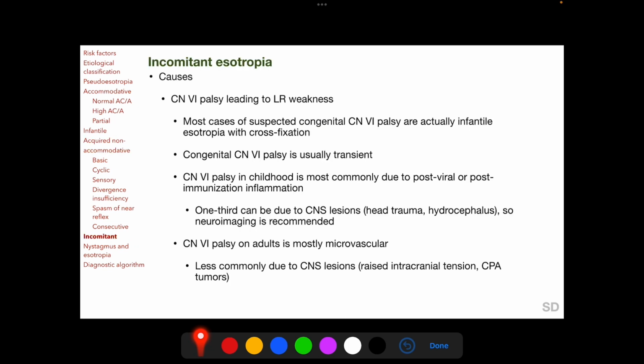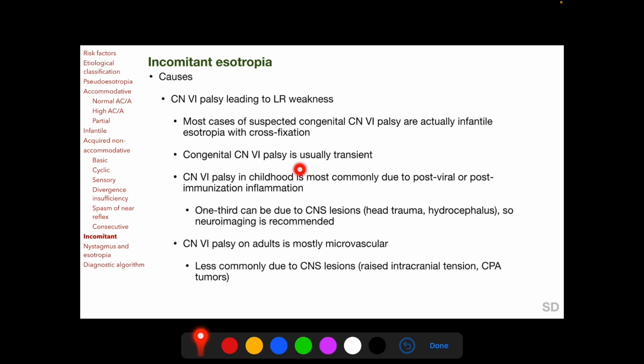As we have discussed previously, a deviation is said to be incomitant when the magnitude of the deviation varies in different positions of gaze. Incomitant esotropia can be due to palsy of the sixth cranial nerve leading to weakness of the lateral rectus muscle. But most cases of suspected congenital sixth cranial nerve palsy are actually patients with infantile esotropia having cross-fixation and demonstrating pseudo-abduction deficit, as we have discussed in the previous session. Otherwise, congenital sixth cranial nerve palsy is a transient phenomenon.